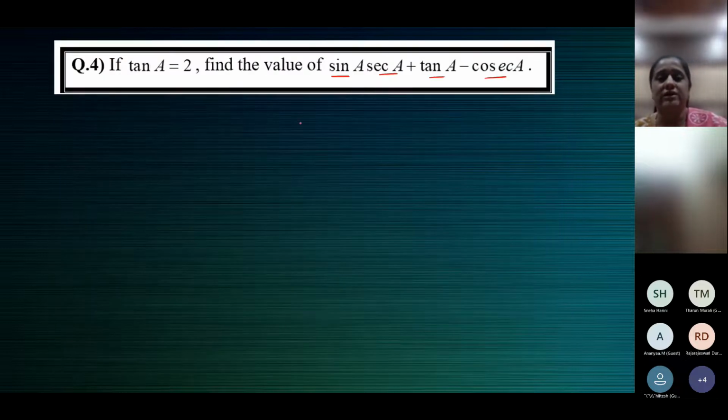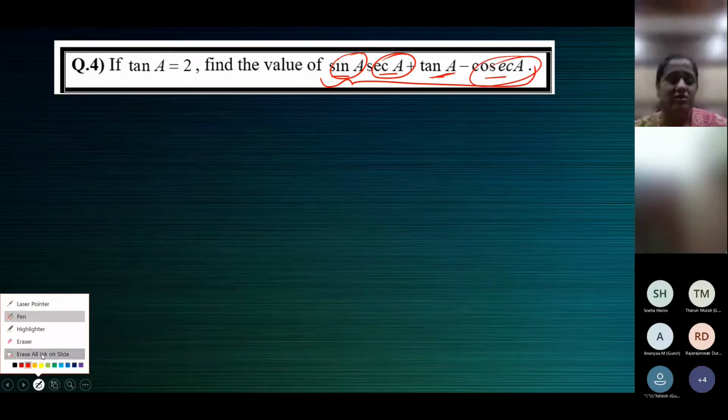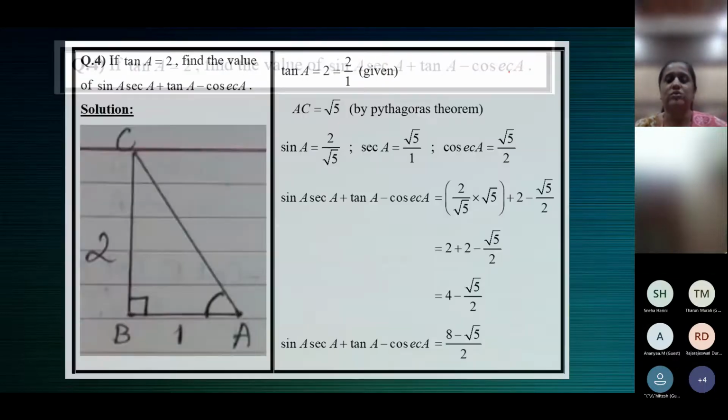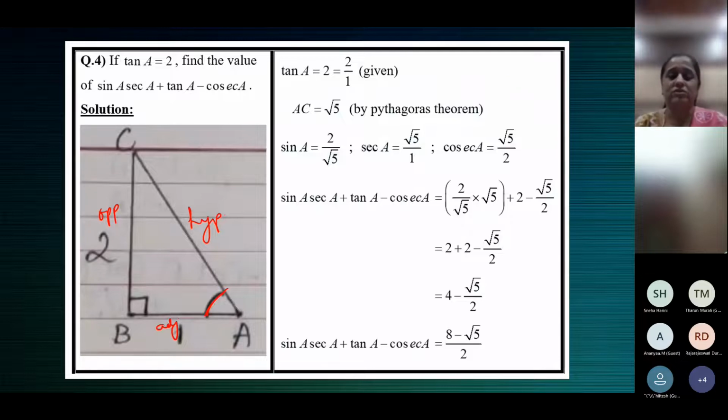To evaluate this expression, you only need the values of sine A, secant A, and cosecant A. Tan A is already given. So we'll find only them, substitute, and get the value.